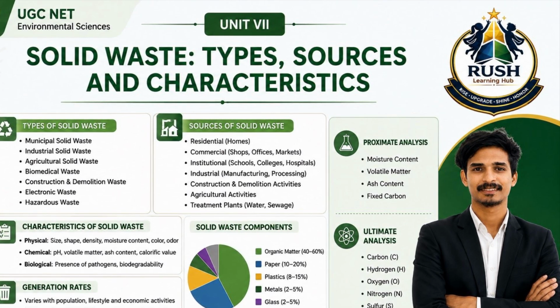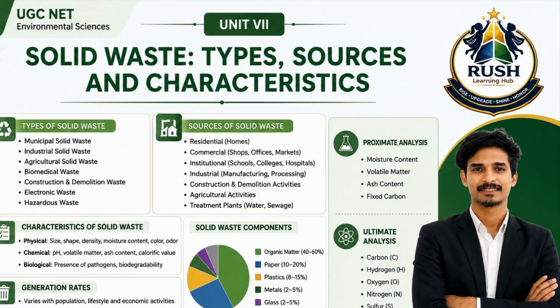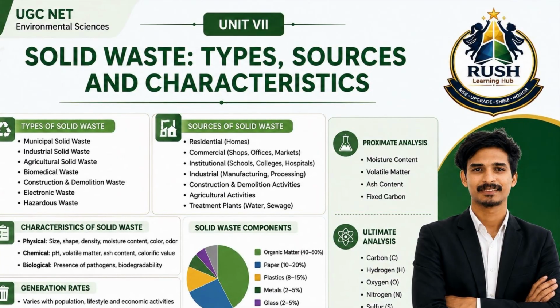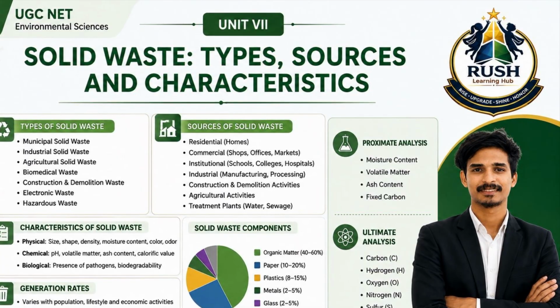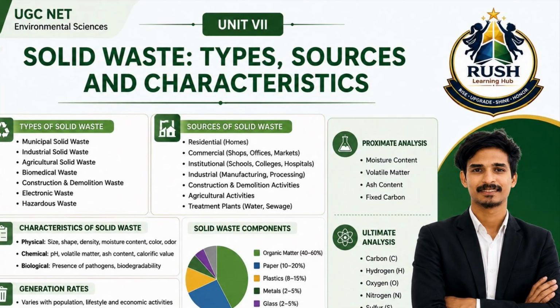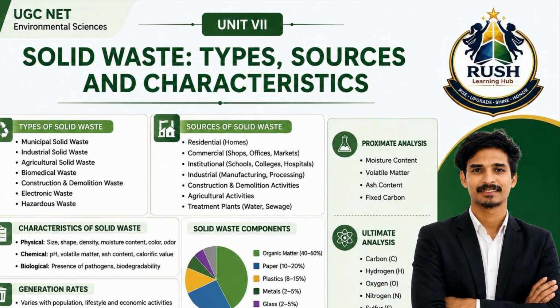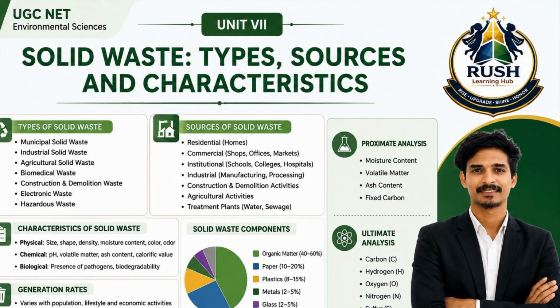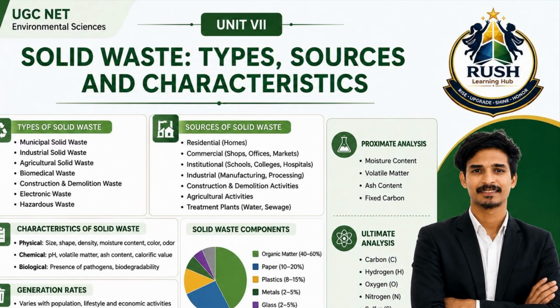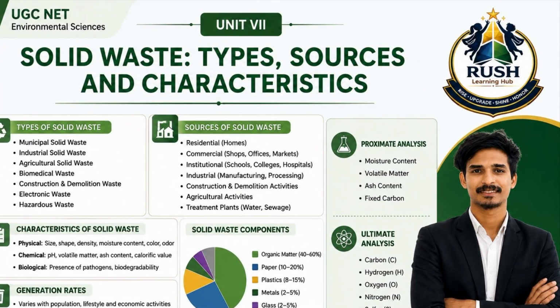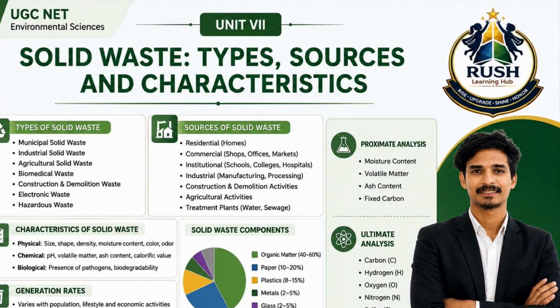The third category is biological characteristics. These determine whether waste is biodegradable or non-biodegradable. Biodegradable waste includes food waste, leaves, paper, wood, and agricultural residues. These materials can be decomposed naturally by microorganisms and converted into compost or biogas.